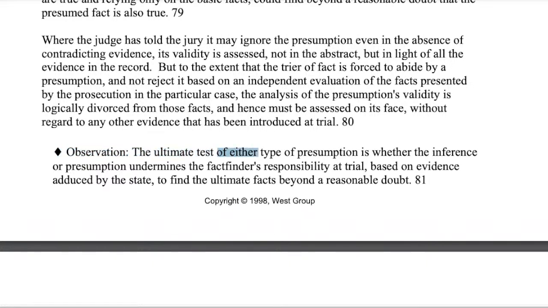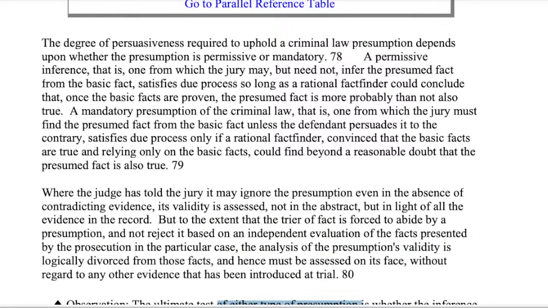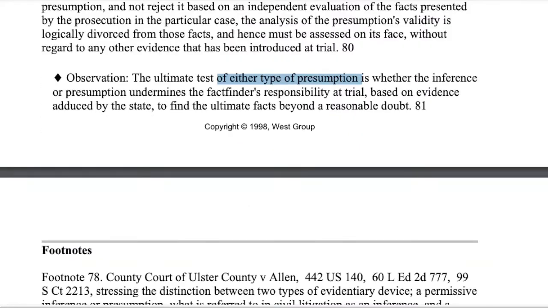The ultimate test of either type of presumption, mandatory or what was the other one? Permissive. Is whether the inference or presumption undermines the fact finder's responsibility at trial, based on evidence adduced by the state, to find the ultimate facts beyond a reasonable doubt. So the ultimate test of either type of presumption is whether the inference or presumption undermines the fact finder's responsibility at trial based on the evidence adduced by the state to find the ultimate facts beyond a reasonable doubt.